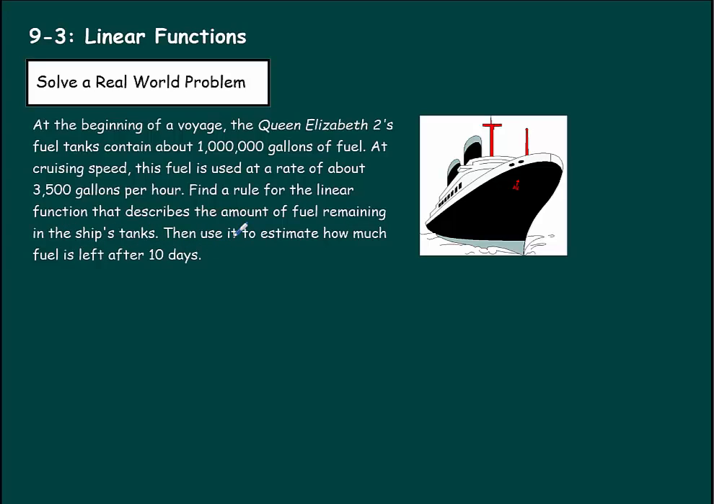Well, first we need to figure out the y-intercept and we need to figure out the slope. We can write our equation out here, y equals mx plus b. Well, b is the y-intercept when x equals 0. So if it's 3,500 gallons per hour, we would find how many gallons are left when the hours are 0. So before the trip has started. Well, the fuel tanks would have 1 million gallons of fuel before going. So that would be our y-intercept, so plus 1 million. That's a positive 1 million.